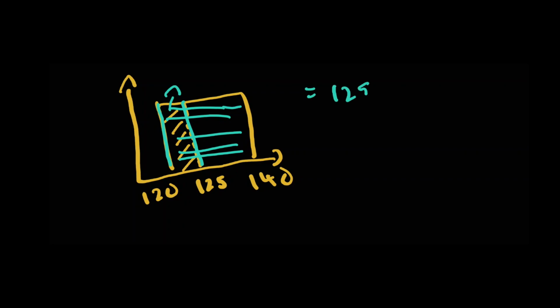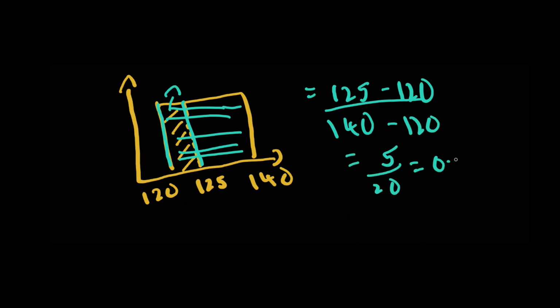Now let's find the answer. 125 minus 120 by 140 minus 120 is 5 by 20, that is 0.25, that is 25%.